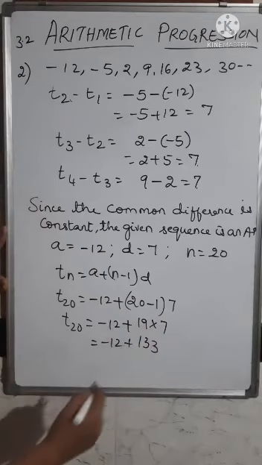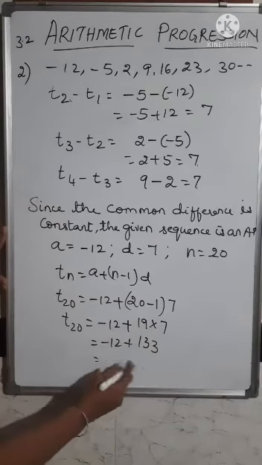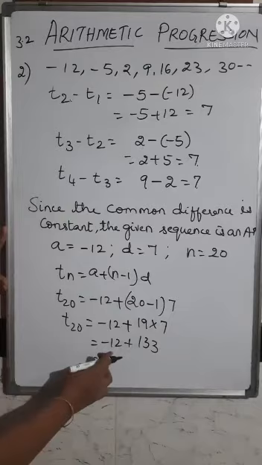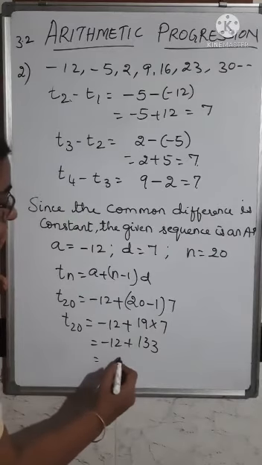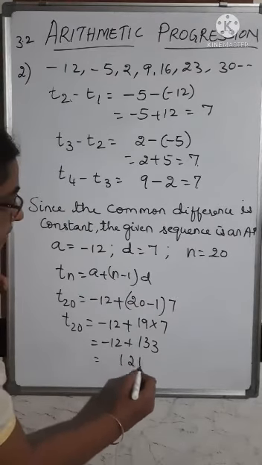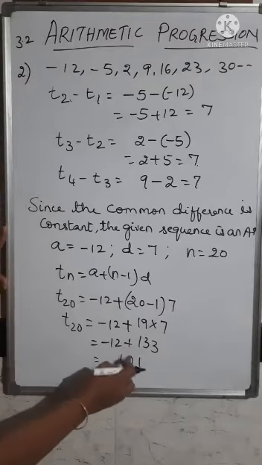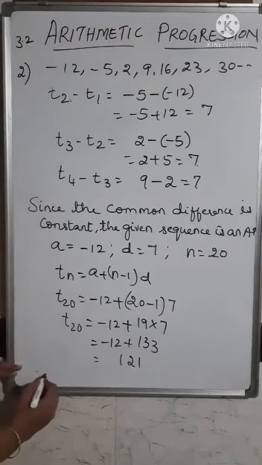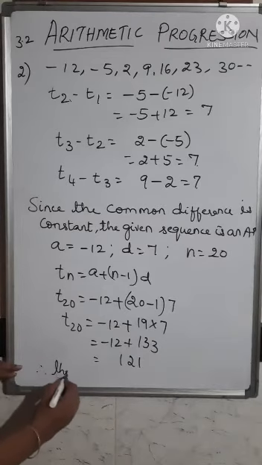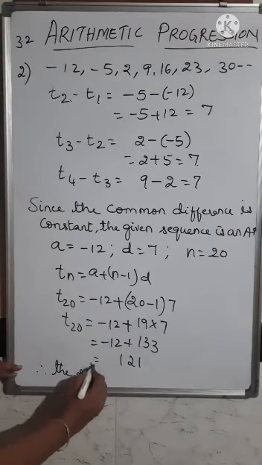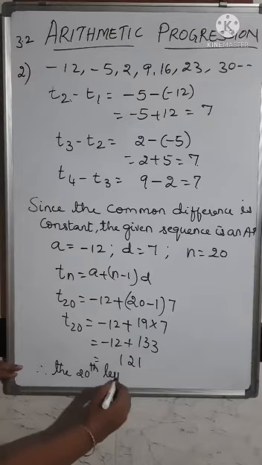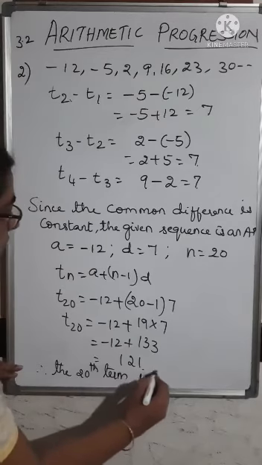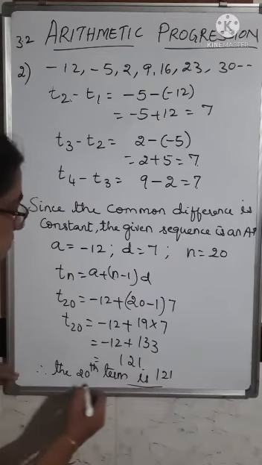So minus 12 plus, we will multiply 19 into 7, you get 133. Now you have to subtract it. 133 minus 12, so that is equal to 121. The sign of the bigger number is plus, so it will be plus 121. Then you have to write the final statement. Therefore, the 20th term is 121. So this completes the problem.